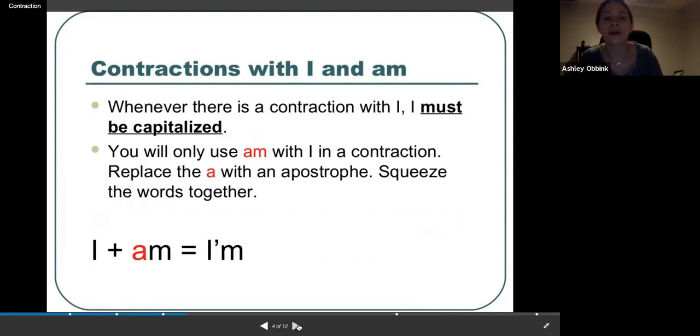So for example, if you wanted to say "I am" and turn that into a contraction, you could say "I'm". And the way you would do that is you would take out the A and you put an apostrophe in. That's called an apostrophe, that little dash there.